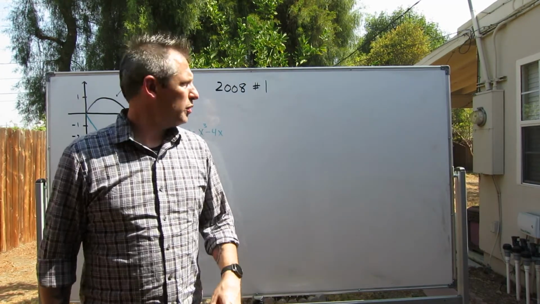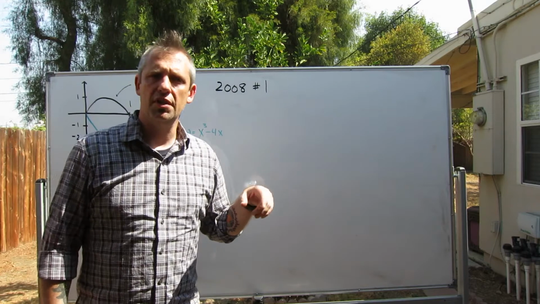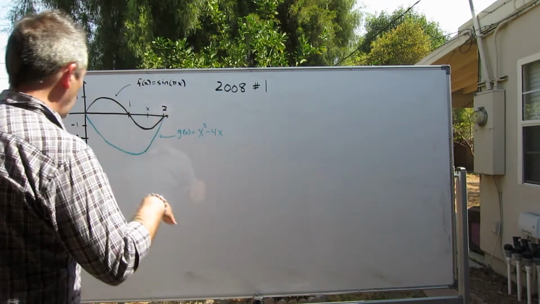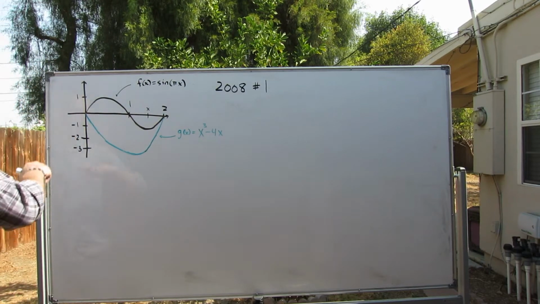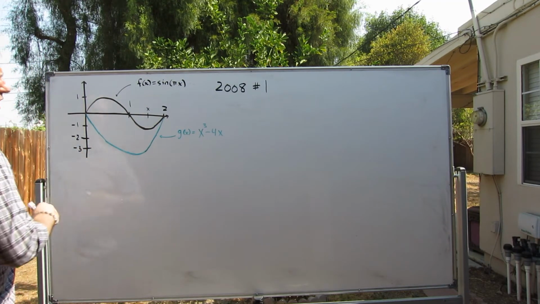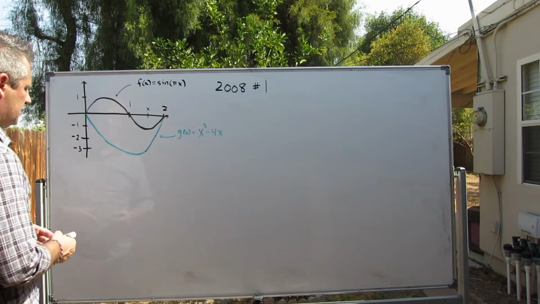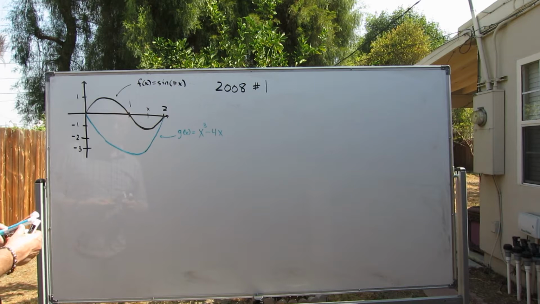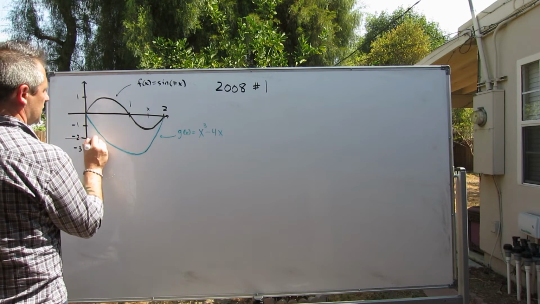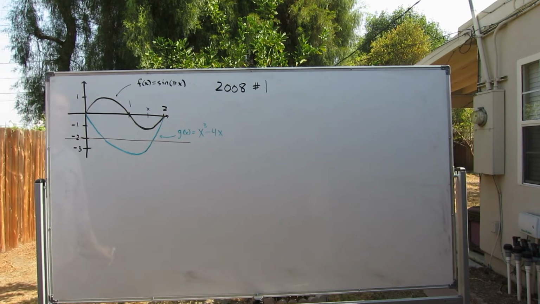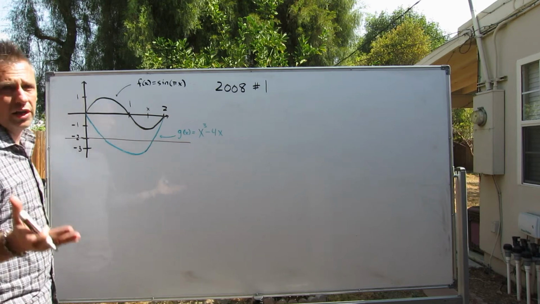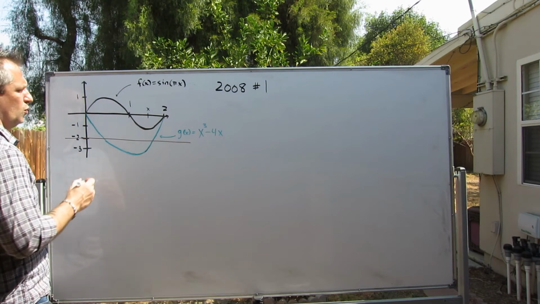Okay, here we are continuing with the AP Calculus BC 2008 problem number 1. We're on part B. Part B is still asking us to deal with this situation where we have these two functions, sine of pi x and x cubed minus 4x. But in this part we're doing something kind of interesting, maybe. So we're going to consider the line y equals negative 2. If I consider the line y equals negative 2, that kind of chops this region, which I was calling R in the previous part, into two regions.